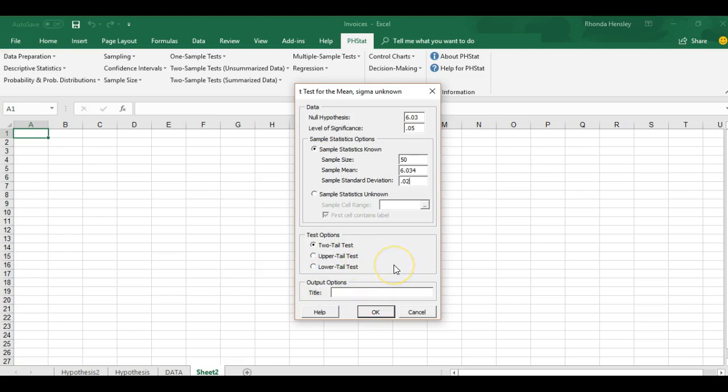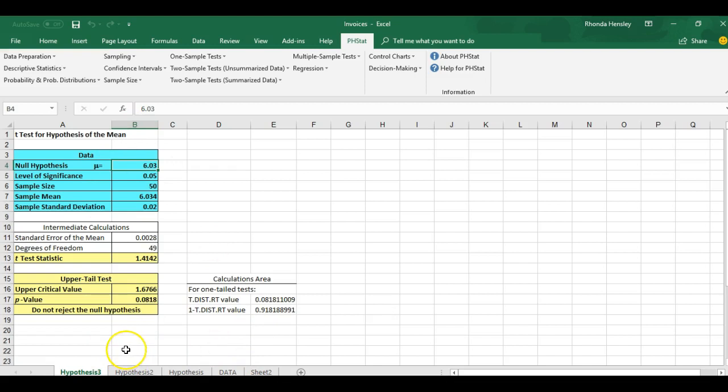This is, remember, our hypothesis. It's a right tail test, upper tail test, so just make sure you select the right one. If it goes greater than, it's an upper tail test; less than is a lower tail test. And I say okay, and PHStat should do all these calculations for you once you have that. Anyway, you will see that your p-value in this instance is 8%, which is above your alpha level of 0.05. Anyway, that's how you do that.